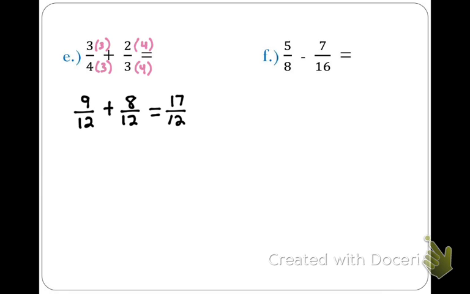17/12. Now here's the thing. You can never leave this as an improper fraction. All right, so what do I need to turn it into? A mixed number. How many times can a 12 go into a 17? One time, and then what's my remainder? 5. 1 and 5/12.